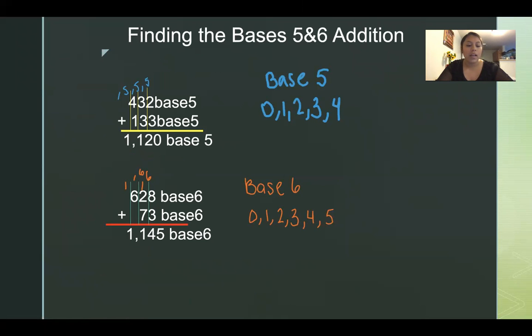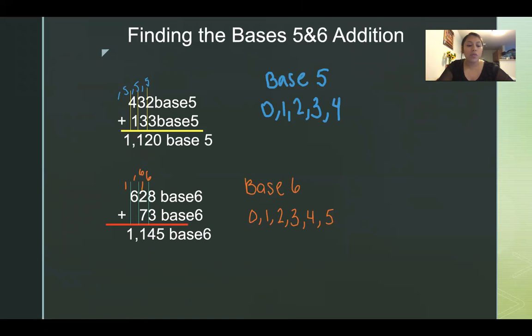Then 3 plus 3 is 6 plus 1 equals 7. So we asked ourselves, how many times does 5 go into 7? And it is 1, so we carry the 1. We continue the sequence and get a total of 1,120 with the base of 5.